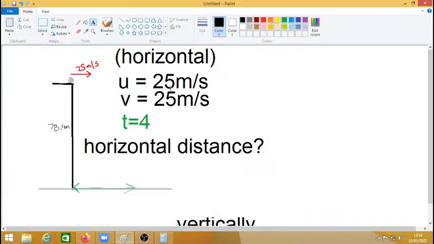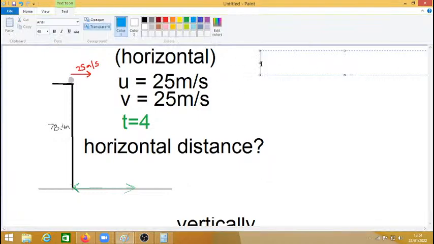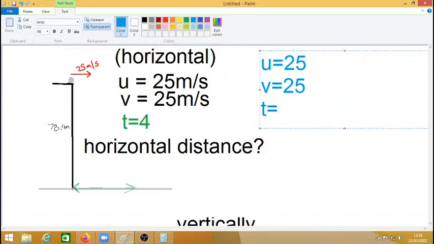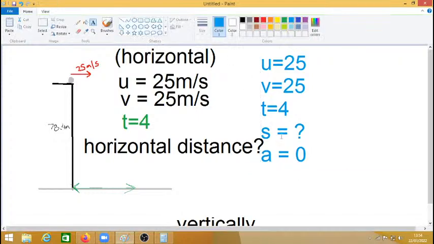So what do we know and what do we not know? We know u, the initial velocity, is equal to 25 horizontally. We also know the final velocity is equal to 25. We know that the time is equal to 4. We want to know what the horizontal distance is. Acceleration, we know it's 0 because we're assuming in these kinds of questions that nothing's going to slow it down, no air resistance, no friction. So actually we know everything except the distance. So let's put that into a formula.